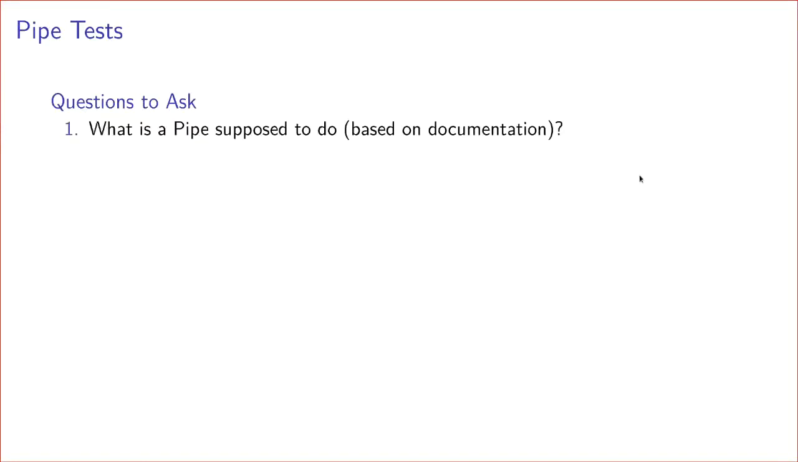So the first thing is, what is a pipe supposed to do? And generally, it's best to think about this without looking at the actual source code that you're trying to test, just so that you're not biased into basically writing a copy of the module that exists, and just verifying that Chisel works. You're not supposed to do that.